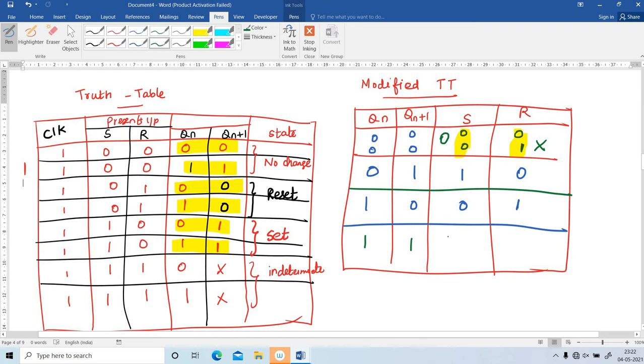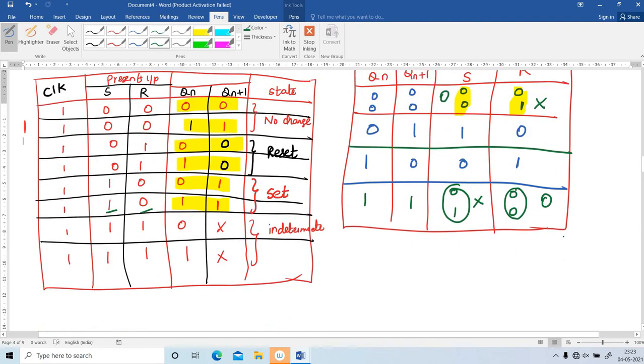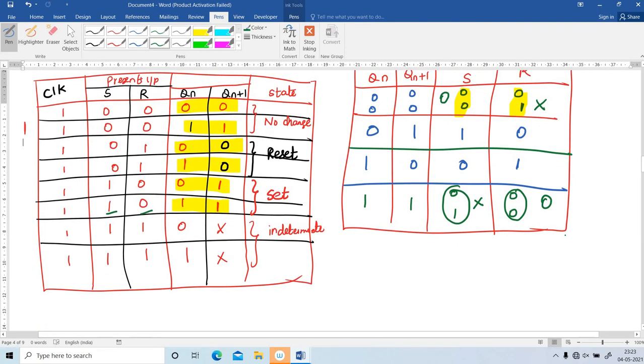So 1, 1. S is 0 and R is 0. Next 1, 1. S is 1 and R is 0. So instead of 0, 1, I have to put X, and instead of 0, 0, simply put 0. So this is the modified truth table. From the modified truth table, I am going to draw the excitation table.